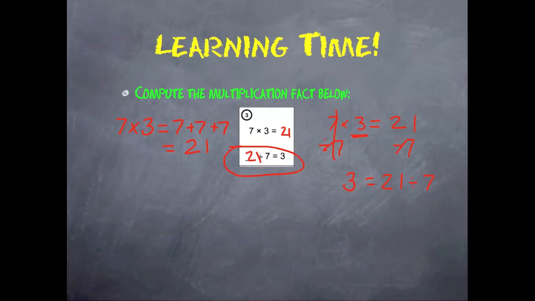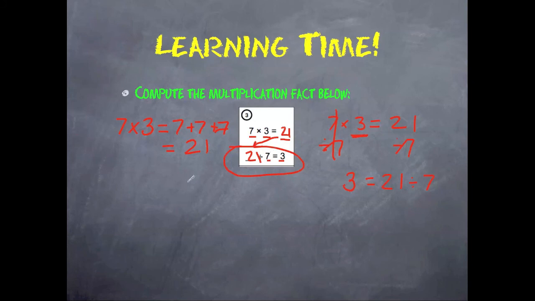And in this case, the first line had 7 times 3 is equal to 21. In this line, we still had the 7 and the 3, so the only number that was missing was the 21. So we know that we fill in the blank with 21.